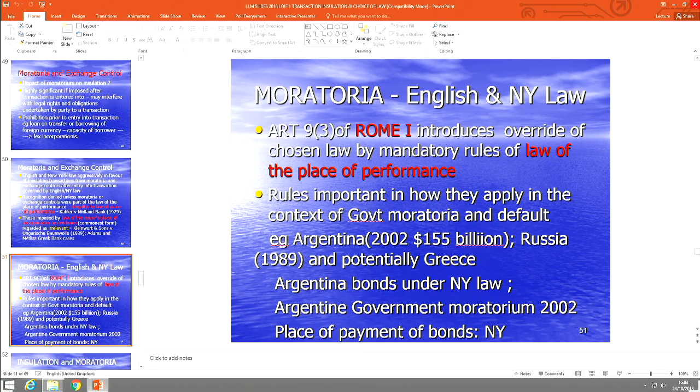The place of performance in practice in all documentation is usually expressly made to be in a major financial center. Tokyo, New York, London, Frankfurt, wherever it is, Singapore, wherever you want to go, where you won't expect the moratorium to hit. But these are important problems because, I mean, the Argentine moratorium of 2002 actually affected $155 billion of obligations, all subject to New York law. And because they were enforceable in New York and not in Argentina, New York court said, no, they're all enforceable. Argentine law is irrelevant.